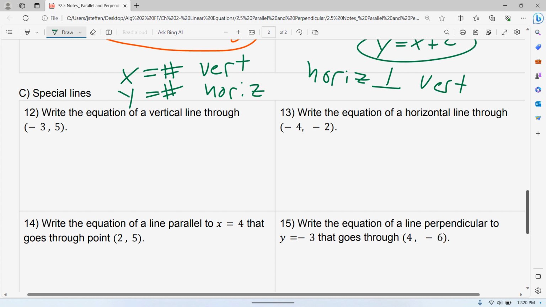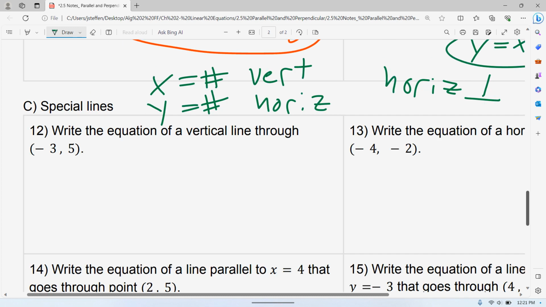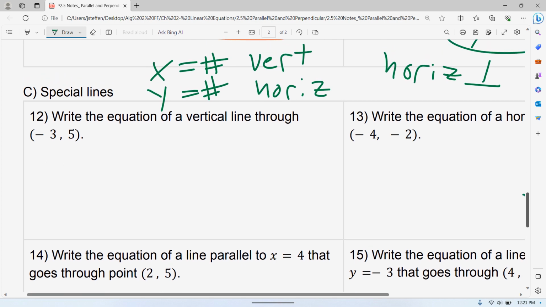So, number 12 says a vertical line through the point (3, 5). Don't make this harder than it is. The hardest part is making sure you remember that if it is a vertical line, I have to use x is equal to. So I know it's x is equal to.